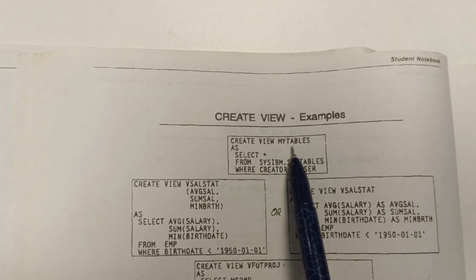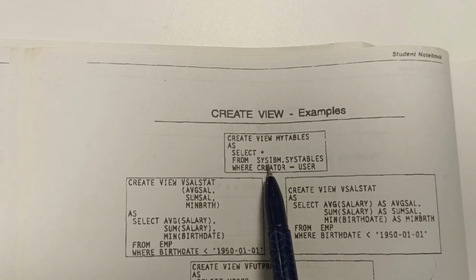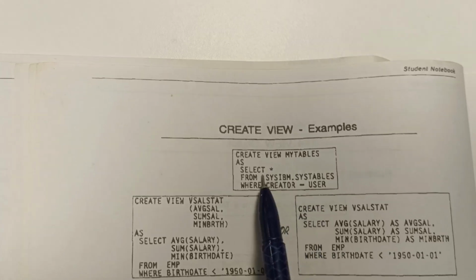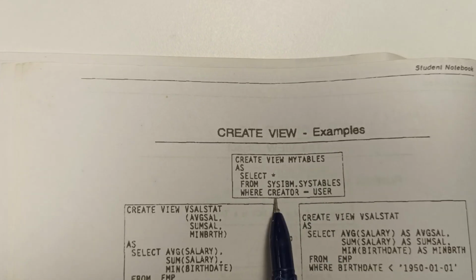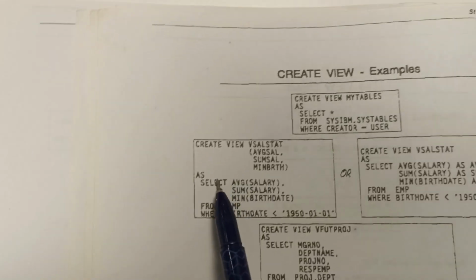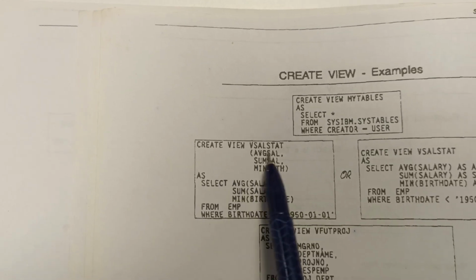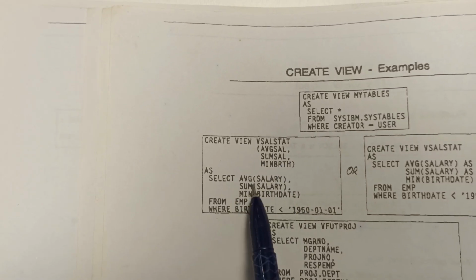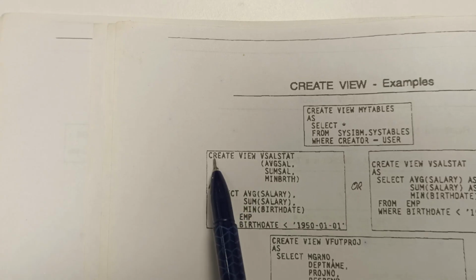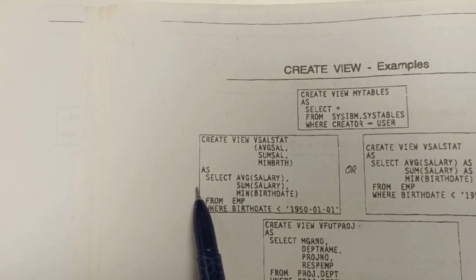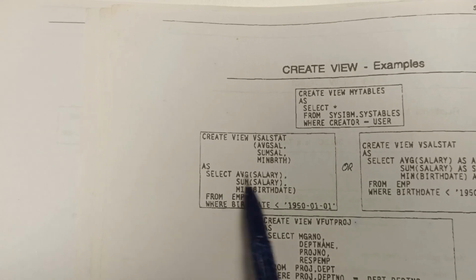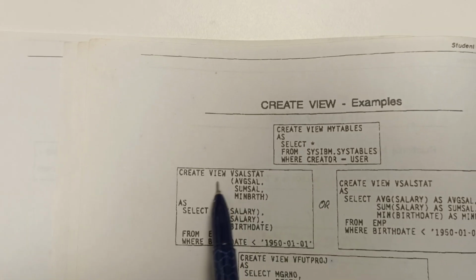Create view, view name, as select star from sysibm.systables. I am going to access the whole table by using sysibm.systables. I have created my own table. I can even access just a few of the columns by using as. See, this is create view name, and I am going to access only a few of the columns, whatever function you are going to do. These are similar functions. I am creating my own table here.